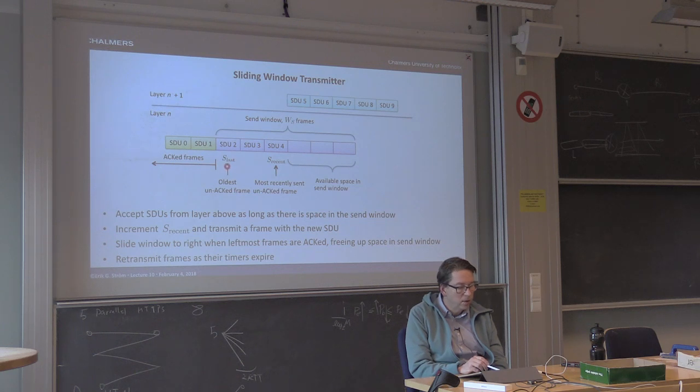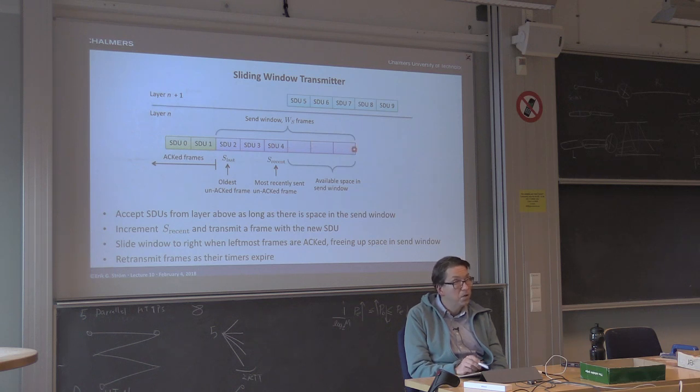In this buffer, we now maintain two state variables. One is sLast, which is the oldest frame that still has not been acknowledged, so the oldest frame that I'm not sure has been delivered yet. And then we have sRecent, which is the most recently sent frame that is still not acknowledged. And then there happens to be a little bit of empty space here. As long as there is empty space here, I can accept new service data units from above.